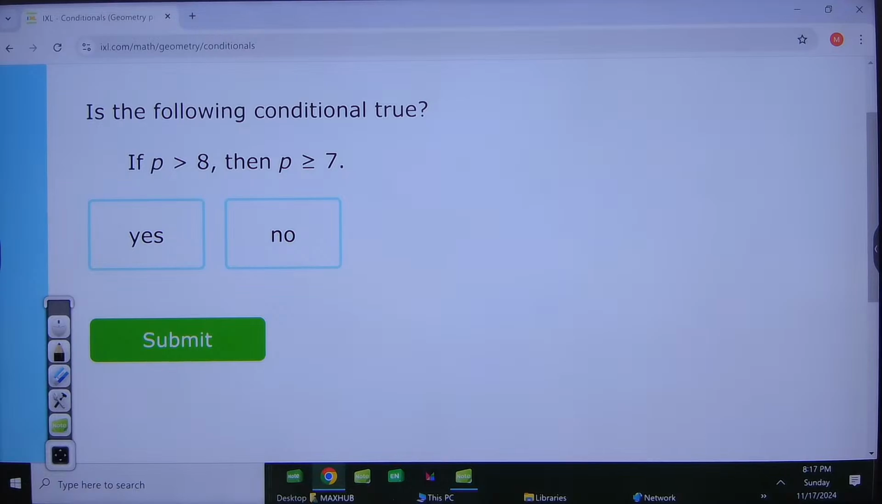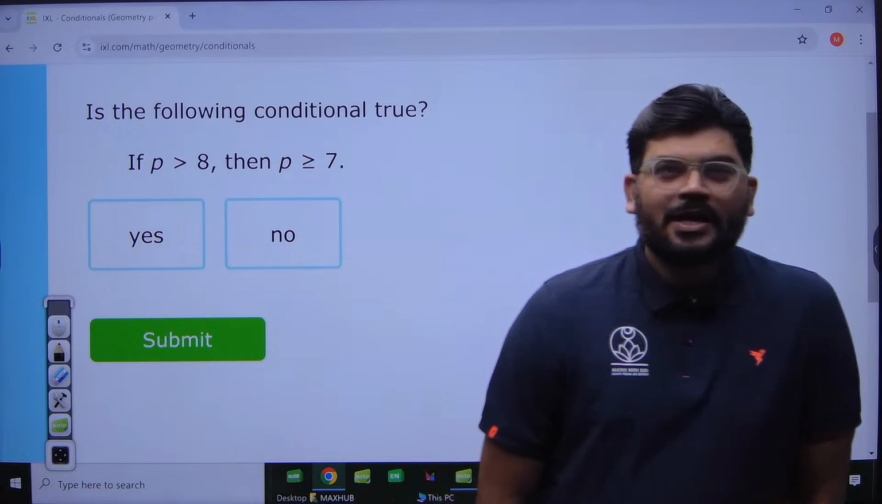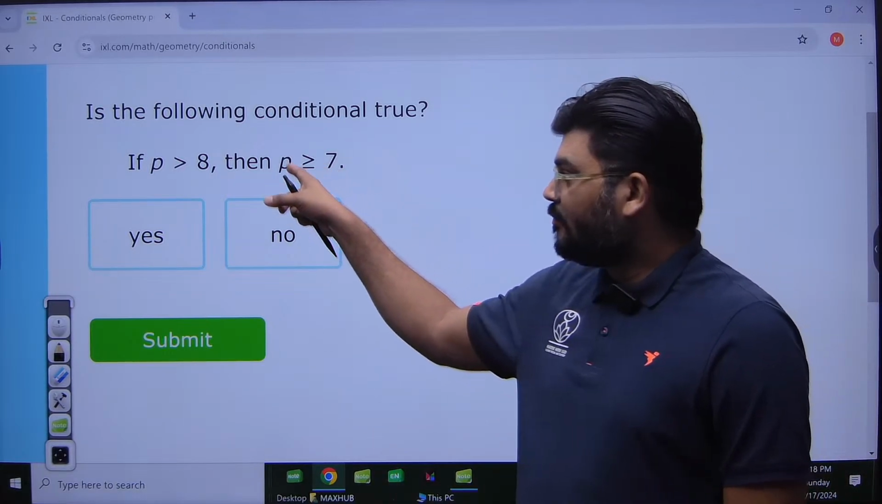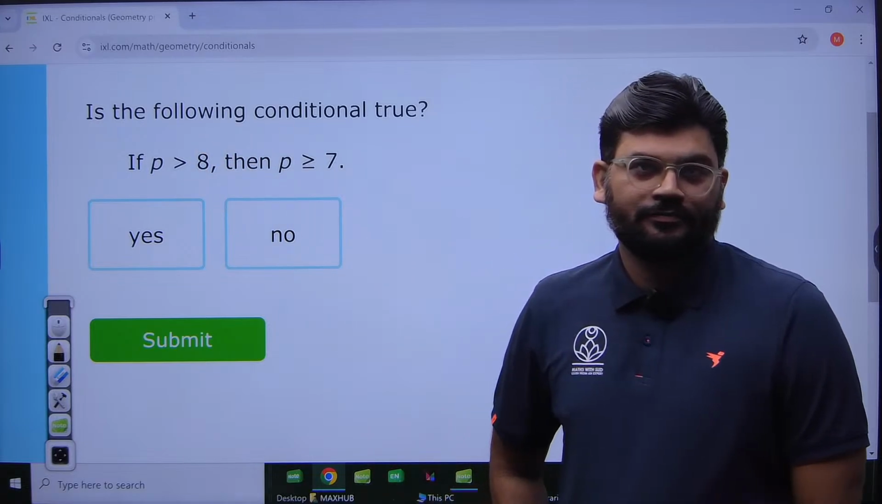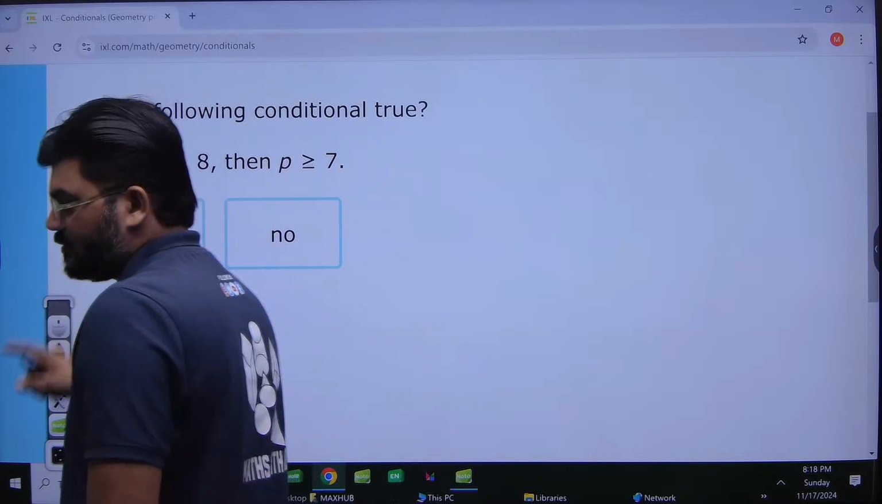If p is greater than 8, then p is greater than 7. No, because it can also be greater than or equal to 8. Give me a counter example. A number which is greater than 7 but not greater than 8. Great. Which is not following this condition.